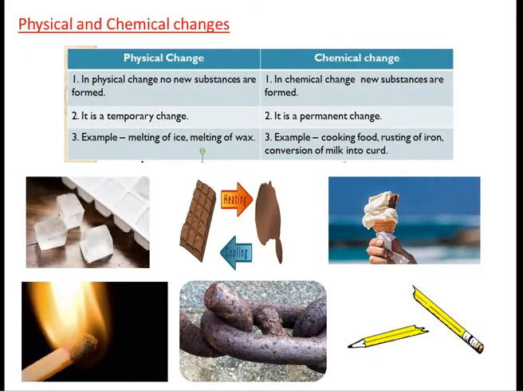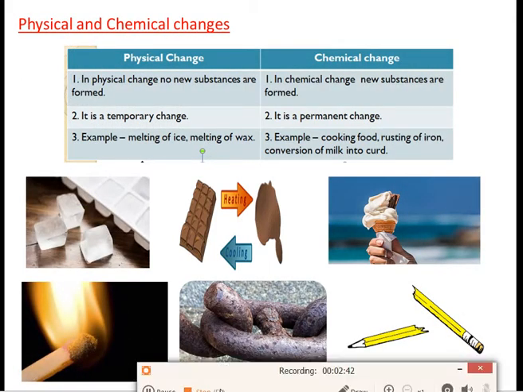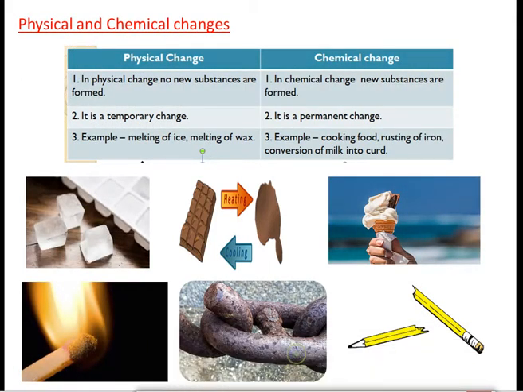Before starting with our chapter chemical reactions and equations, first of all we should know about the physical and the chemical changes. About physical and chemical changes you have already learned in 7th standard, right? So what are physical changes? Physical changes are those changes in which no new substances are formed. The identity of the substance will be the same. I mean after the change also, the identity of the substance will not be lost. And in physical changes, no new substances are formed.